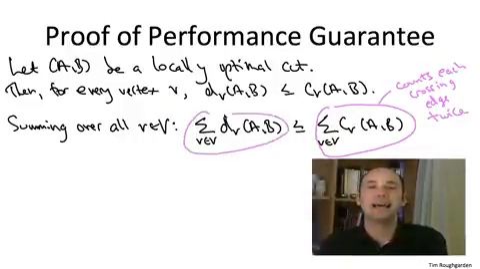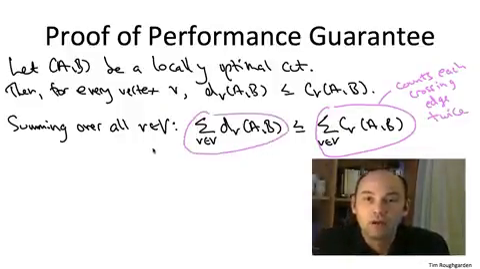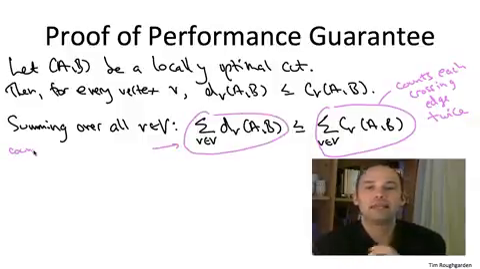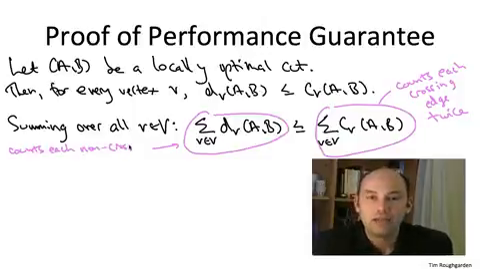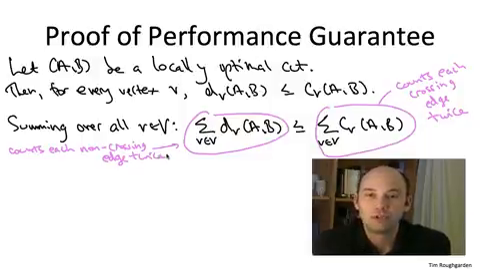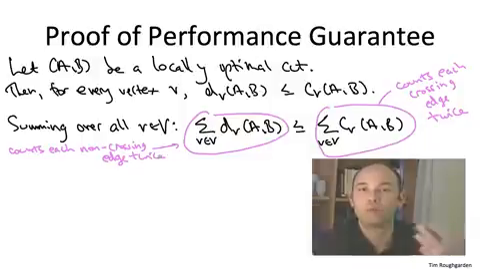We can apply exactly the same reasoning to the left-hand side. What is this sum counting? It's counting each non-crossing edge exactly twice. Consider an edge, again, say u,x, whose both endpoints are on the same side. That's going to be counted once in this sum when v equals u, and then again when v equals x.